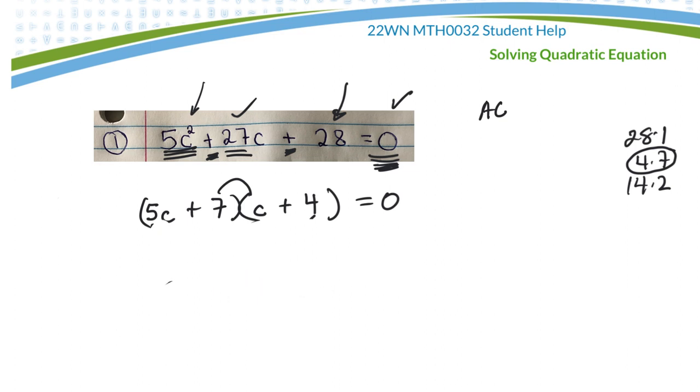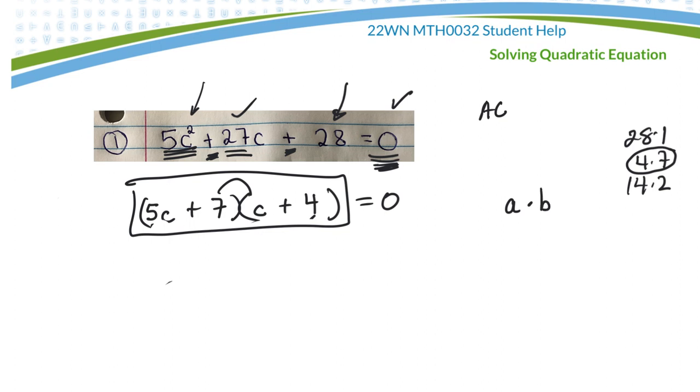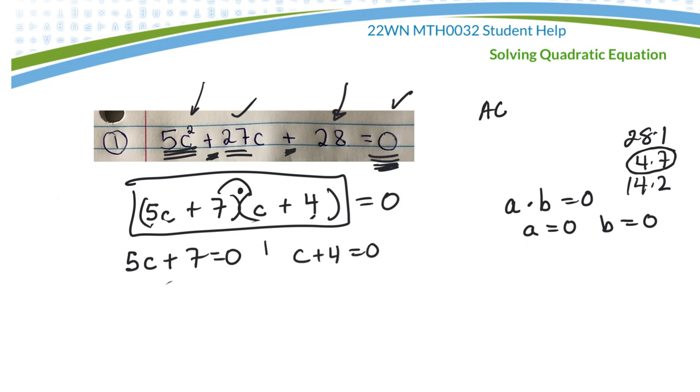So once I know that I factored it correctly, now I can use the zero property that says anything times anything, if it's equal to 0, then I have two solutions. One of them is A is 0 and one is B is 0. So here I've got two factors, so I can say either 5c plus 7 equals 0, or c plus 4 is equal to 0. And then I just solve each of those equations. So I'll subtract 7 on both sides, and then I'll divide both sides by 5. On this one, I'll subtract 4 on each side.